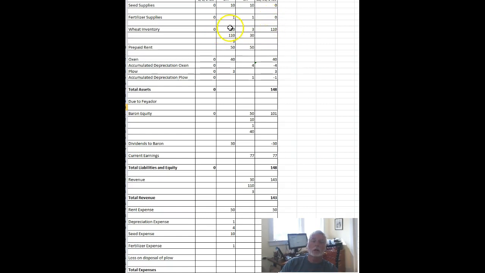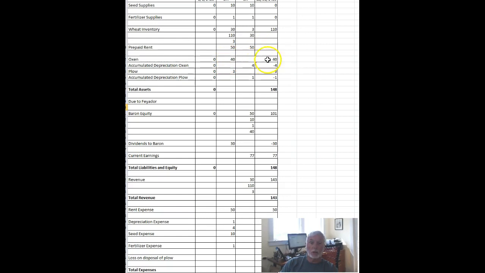Wheat inventory, he created 30 plus 110 plus 3. He used the 30 to pay dividends and 3 to buy a plow. So his net at the end was 110. But he really grew 143 bushels of wheat, of which he used 33 for various things. His prepaid rent started out at 50, but at the end he's used that up, a year's worth of rent, so he has none left.